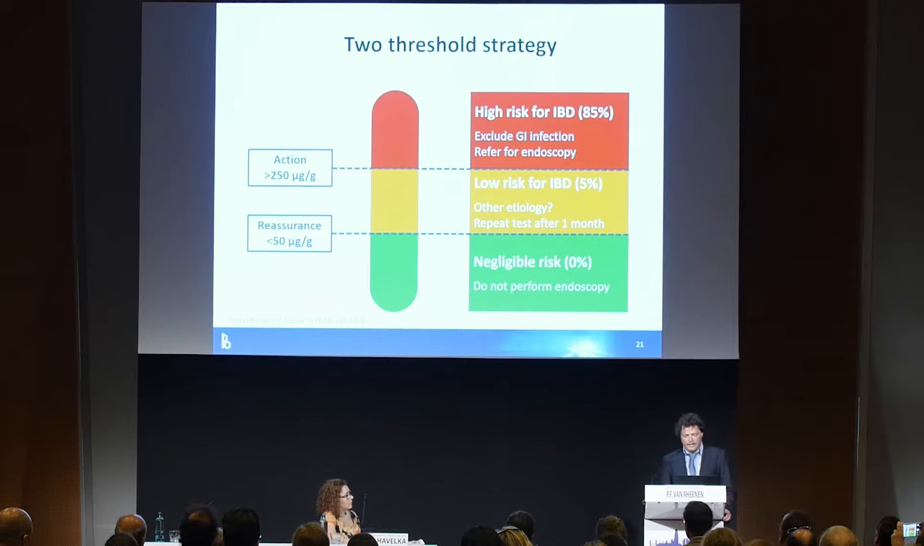In the red area, the risk for IBD is 85% or higher. And in the green area, the risk for IBD is really negligible, 0%. And in the yellow area in between, there is a 5% risk, and that is the reason why you should also look for other causes of diarrhea and abdominal pain, and perhaps retest after a month before you proceed to endoscopy.